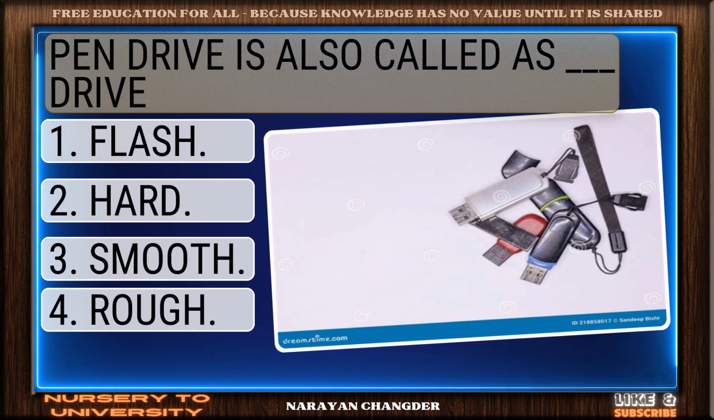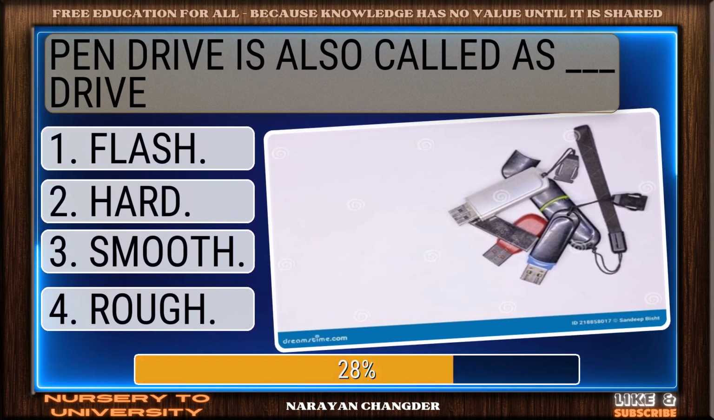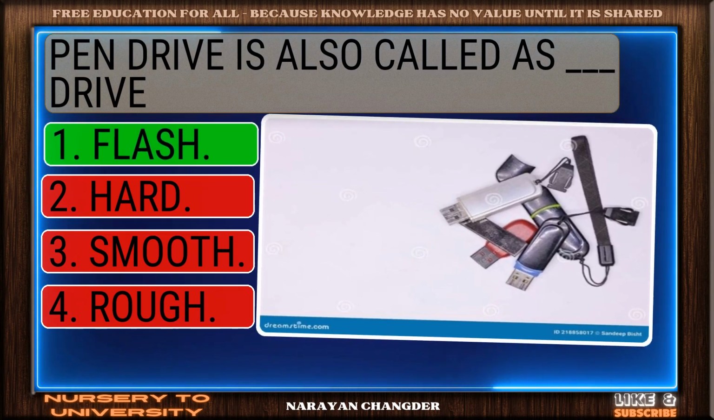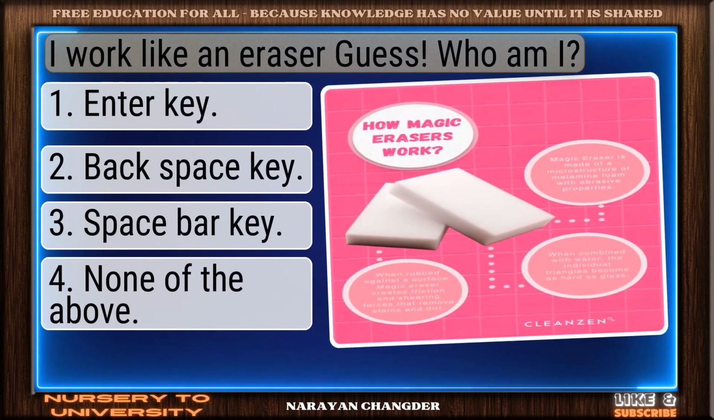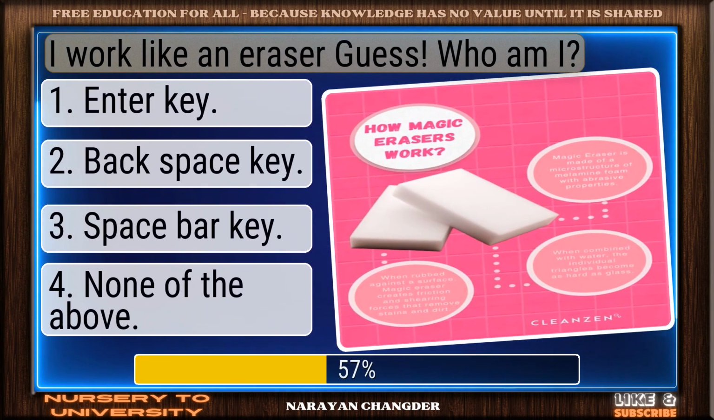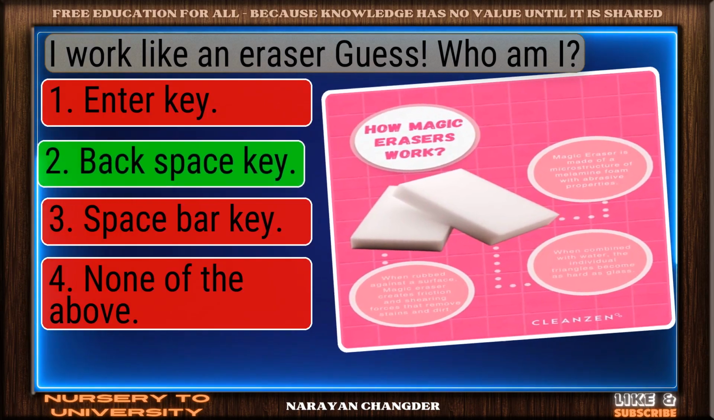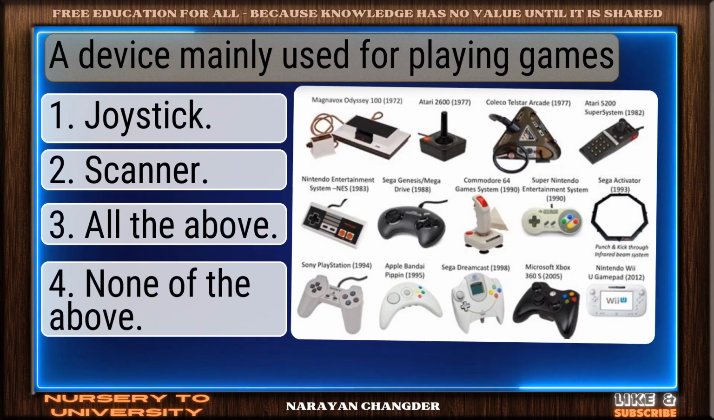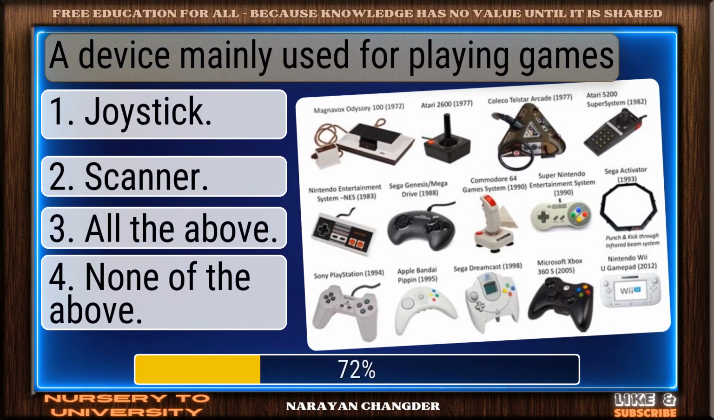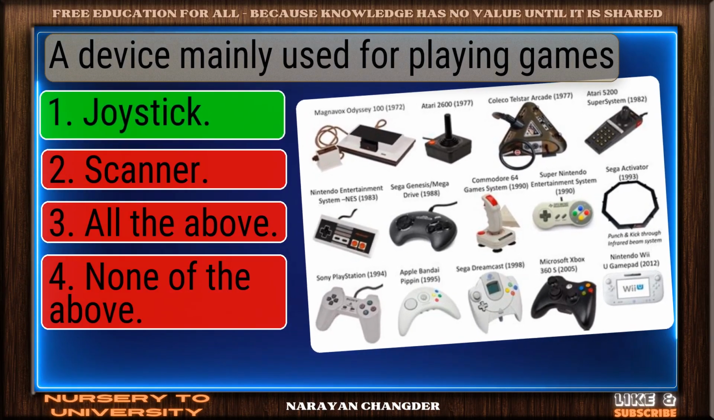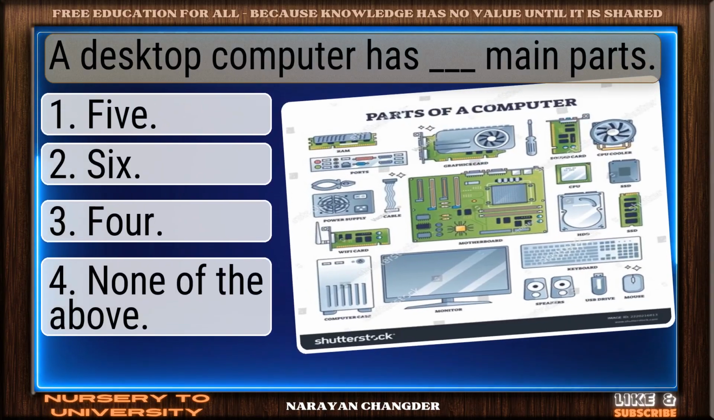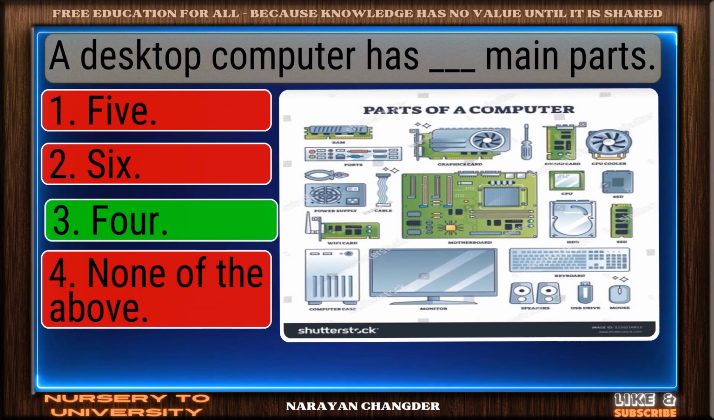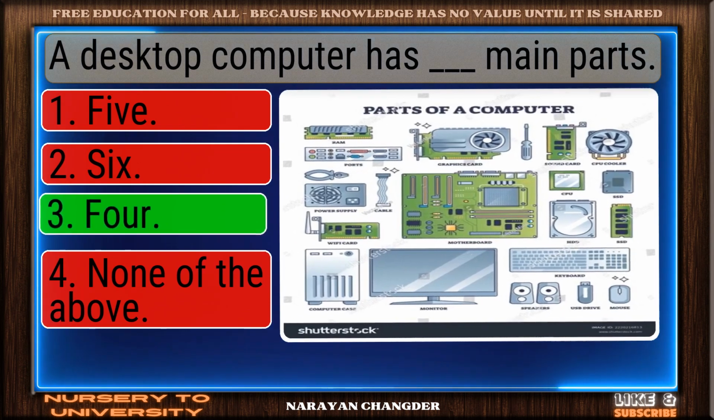Pen drive is also called as dashed drive. On track. Flash is correct. I work like an eraser. Who am I? Well picked. Backspace key is correct. A device mainly used for playing games. Clear logic. Joystick is sound. A desktop computer has dash main parts. Smart move. 4 is accurate answer.